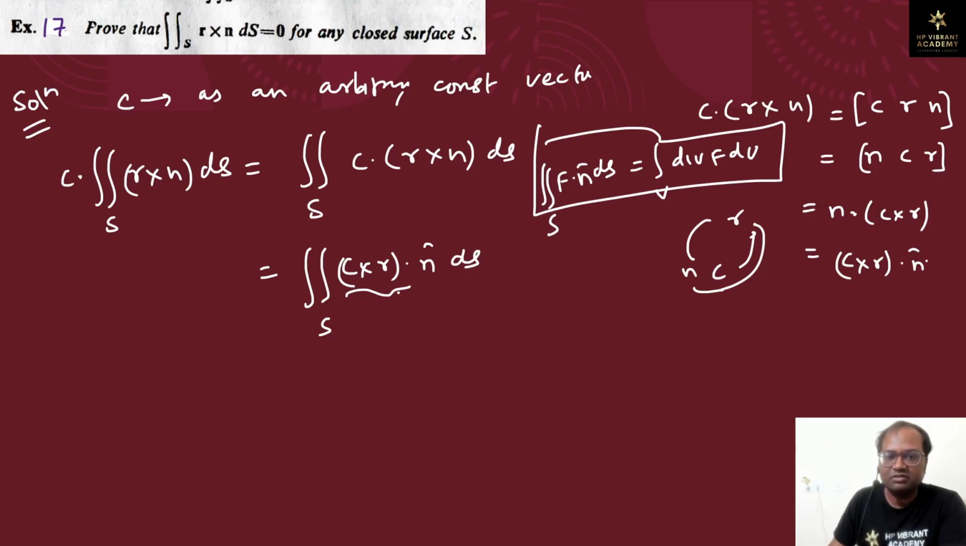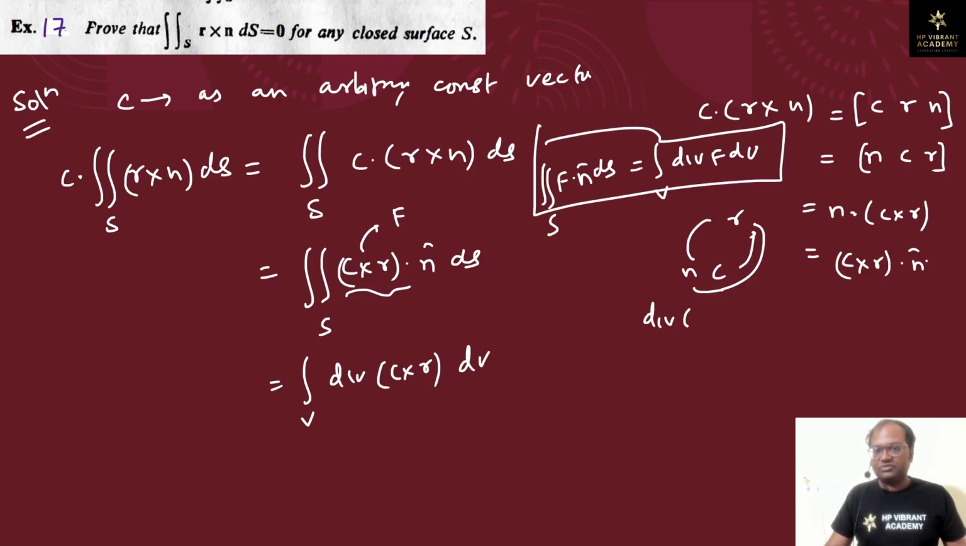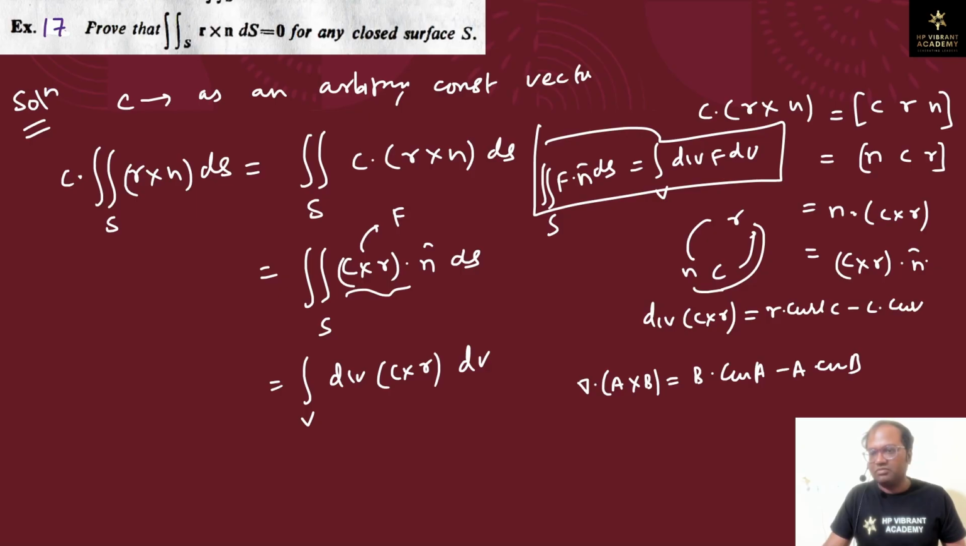So let us consider this as f. So f dot n cap dS, and divergence of f. So we can write this as the volume integral of divergence of C cross R dV. So divergence of C cross R is nothing but, using the vector identity we have studied, divergence of A cross B vector is B dot curl of A minus A dot curl of B. Similarly, this is R dot curl of C minus C dot curl of R, and curl of a constant vector is 0 and curl of R is 0. So both are 0. This means divergence of C cross R is 0.